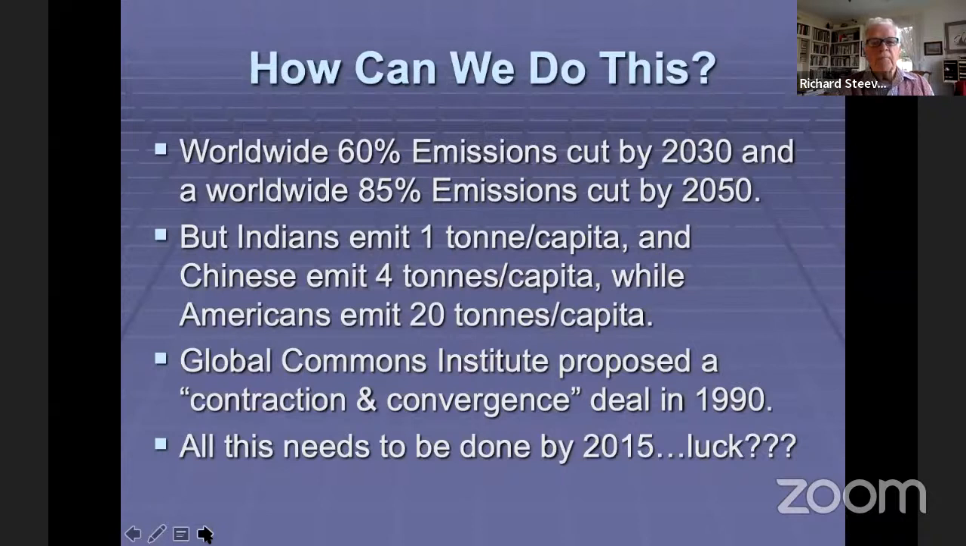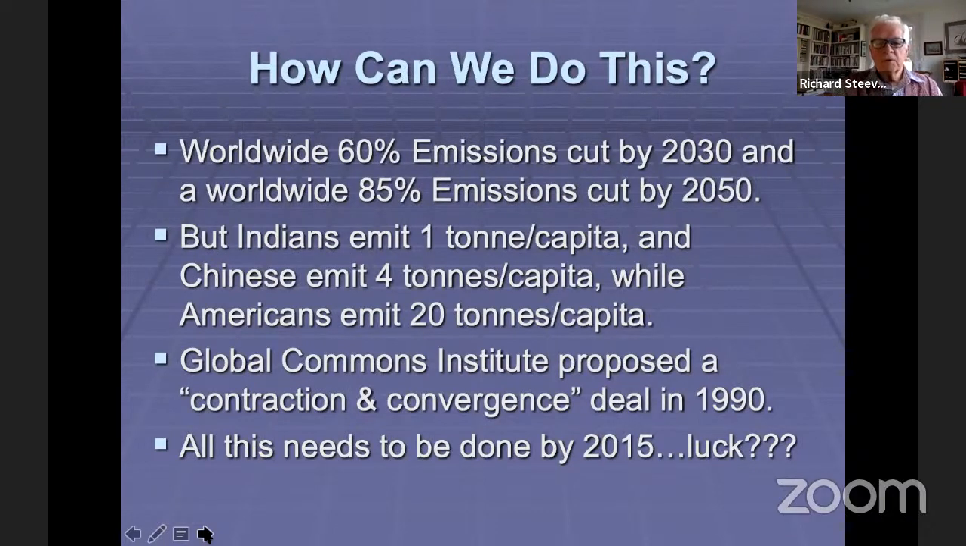How can we do this? Well, worldwide, we need to have 60% emissions cut by 2030. That's sure not going to happen. And a worldwide 85% emissions cut by 2050. I doubt that too, but we can try. We might get a little wise between 2030 and 2050. Indians, I mean of India, emit 1 ton per capita. These are interesting statistics. Chinese emit 4 tons per capita, but we're still near the top. And of course, this slide is old, so it might not be quite that far apart, but we still do lead in our numbers: 20 tons per capita.